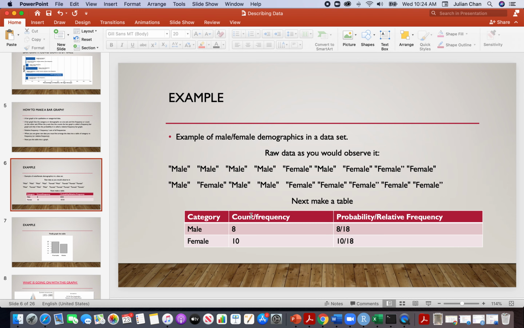Then on one axis, you might have a count or a frequency, and we just count how many males there are. We see that there are 8 and that there are 10 females. And if I want the relative frequency, I just take the count and I divide by the total number, which is 18. So now I can make this into a graph.